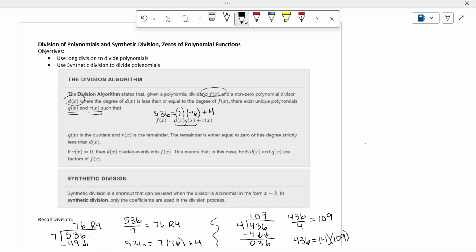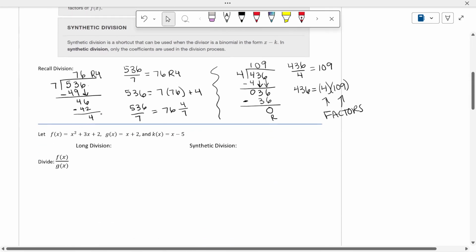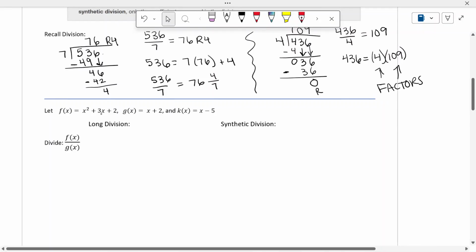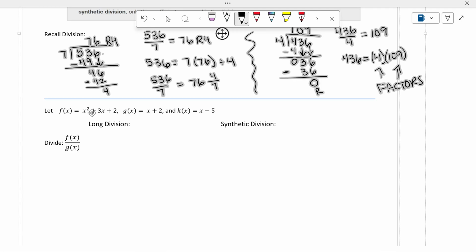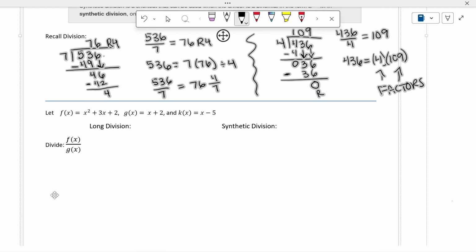So we have it listed here with numbers. We're going to do the same thing with polynomials with this example right here. We're going to do long division because that's what you're used to seeing, and then I'm going to show you how to expedite it using synthetic division. So here we're doing f of x divided by g of x.